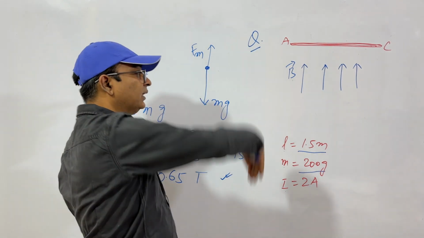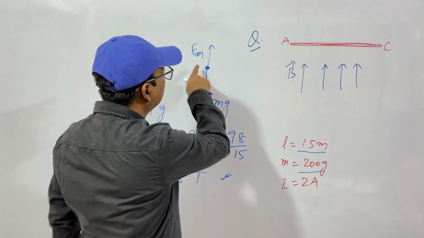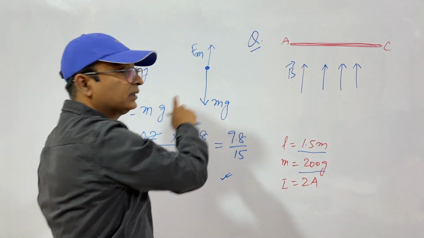Okay, and you know the direction. Obviously, if this was in the other direction, it wouldn't be possible for it to hold this weight. We need magnetic force due to this magnetic field in the upward direction. Then only you can hold this weight.